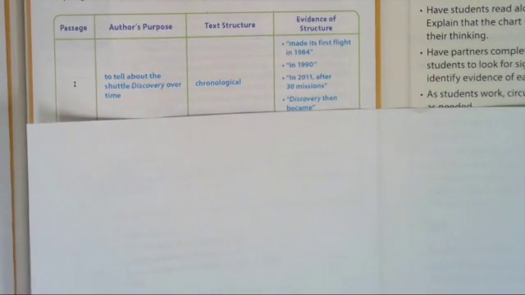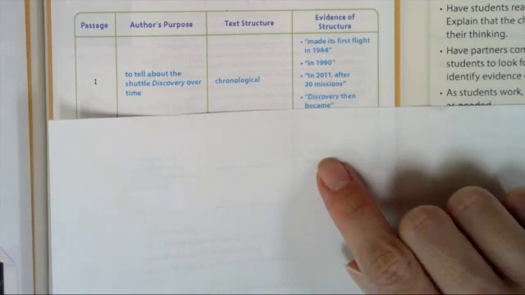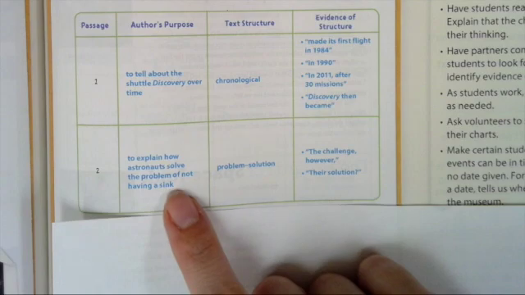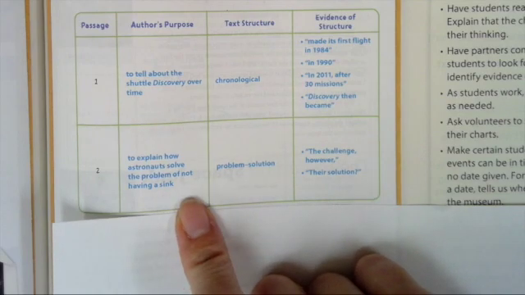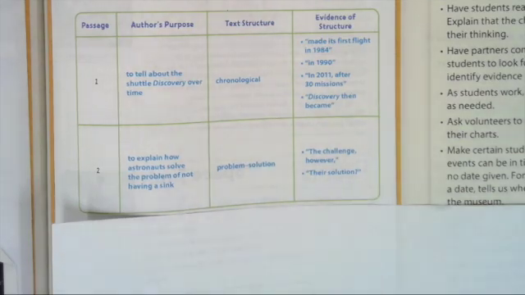Why did the author write the second passage? Probably to tell us how astronauts brush their teeth. The text structure was problem and solution, and we know that because it used the words challenge and solution. Explain how astronauts solved the problem of not having a sink. It was problem and solution. It says the challenge and their solution.